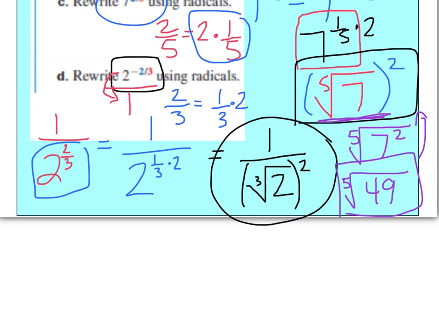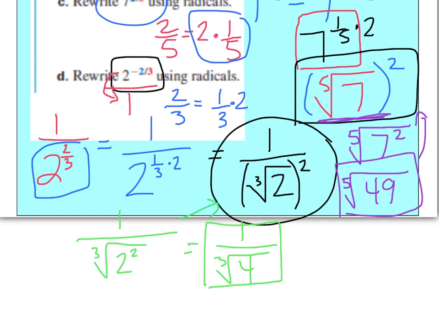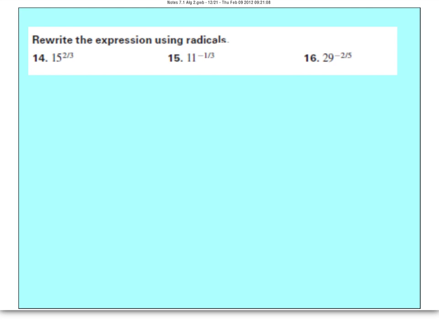In a similar fashion, this one here can be written such that the squared here is not on the outside but on the inside. If you rewrite that, you'd still have the 1. We'd have the cube root, but then we would do 2 squared. If you simplify that, you would have 1 over the cube root of 4, and then this is an equivalent answer to that one. Let's wrap up this learning objective.